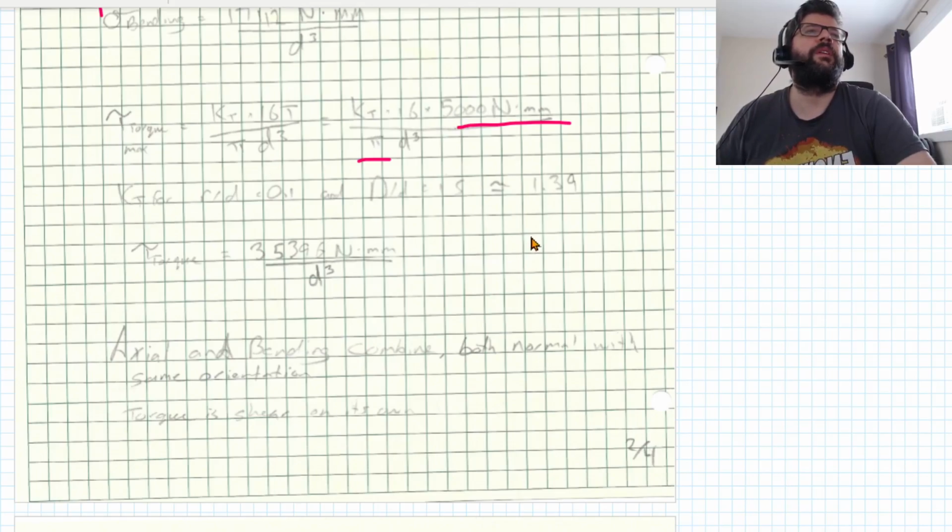But anyways, multiplying everything out, 16 times 5,000 Newton millimeters times 1.39 divided by pi gives us 35,396 Newton millimeters per d cubed. So the thing here is that our axial and bending combine, because they are both normal stresses and they both have the same orientation.